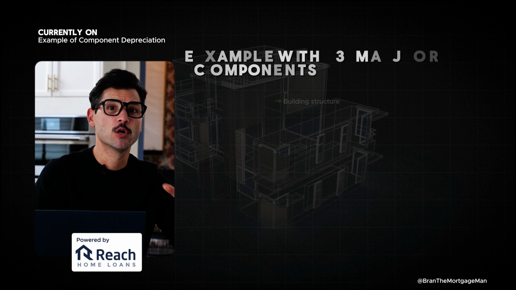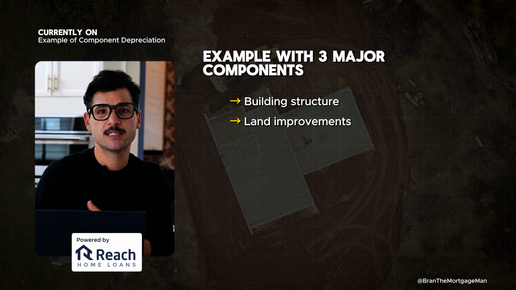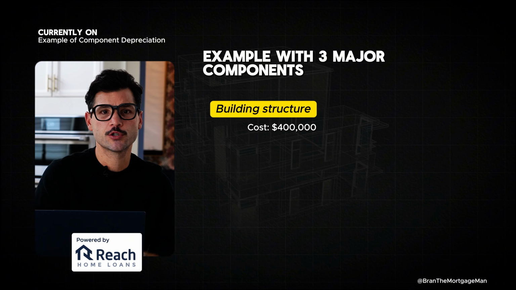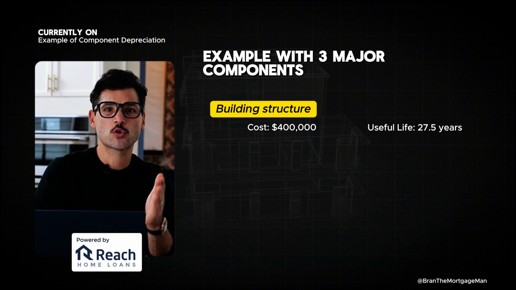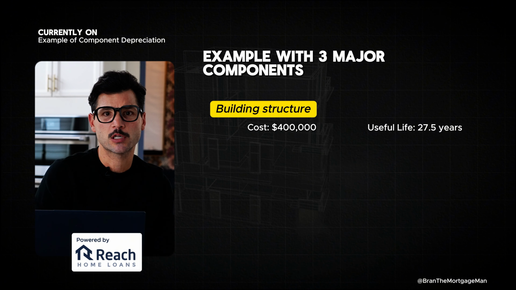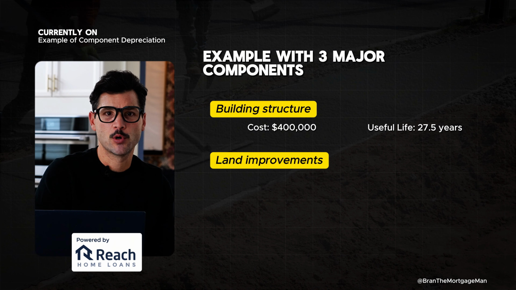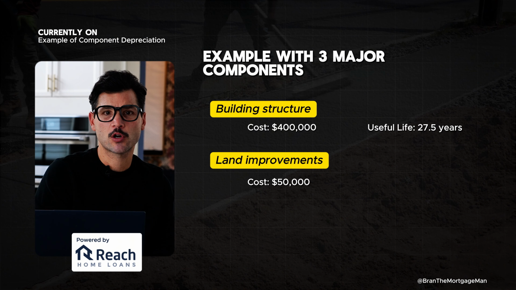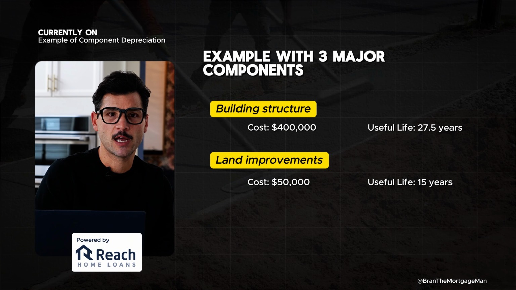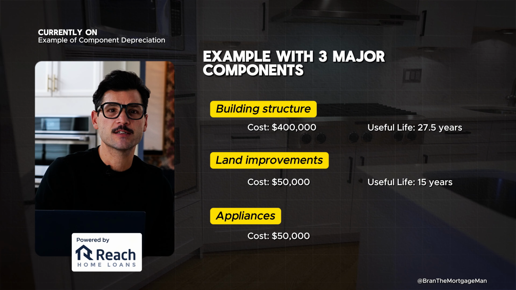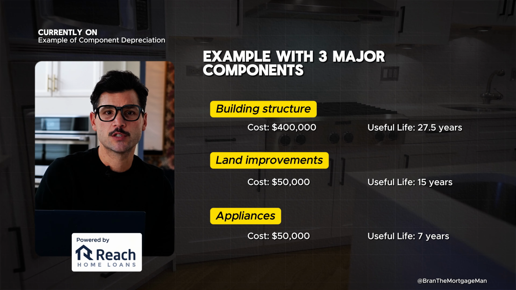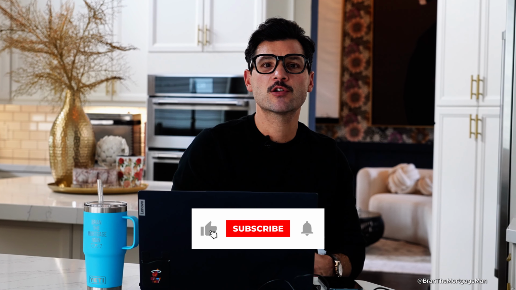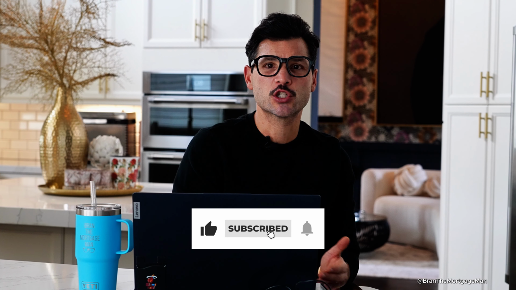Let's consider a simplified example with three major components: building structure, land improvements, and appliances. So we'll start with the building structure. Let's just say the cost is $400,000 and the useful life is 27.5 years, just like we talked about previously. The next are the land components. Let's say that's $50,000 cost with 15 years of useful life. And then appliances at $50,000 cost with 7 years of useful life. For each component, we'll calculate the annual depreciation using the straight line method.